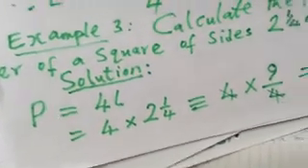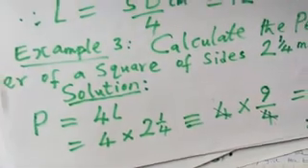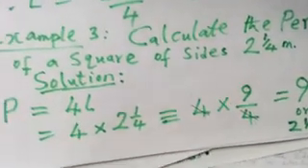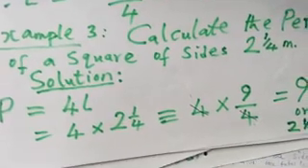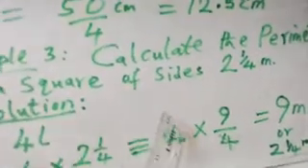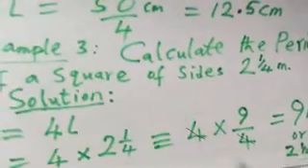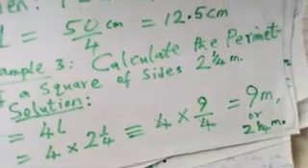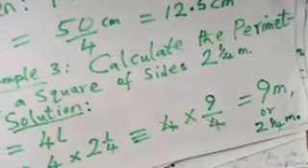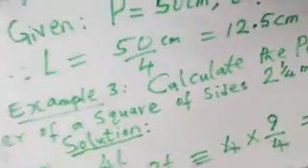Express the mixed fraction as an improper fraction. So you have 4 times 2 is 8 plus 1, 9 divided by 4. So 4 times 9 divided by 4, the 4 will cancel out, okay? What you have left is 9 meter. And 9 meter is also expressed as 2 whole number 1 divided by 4 meter.